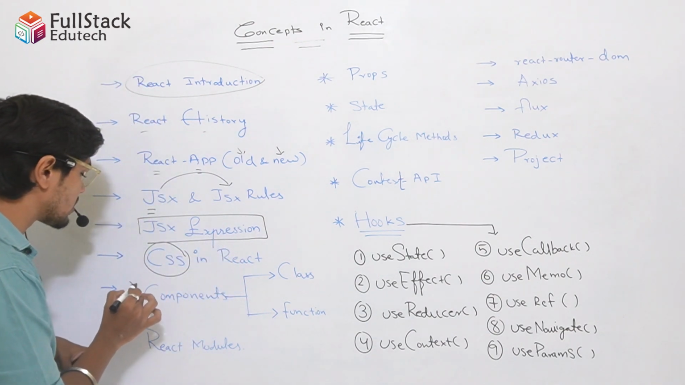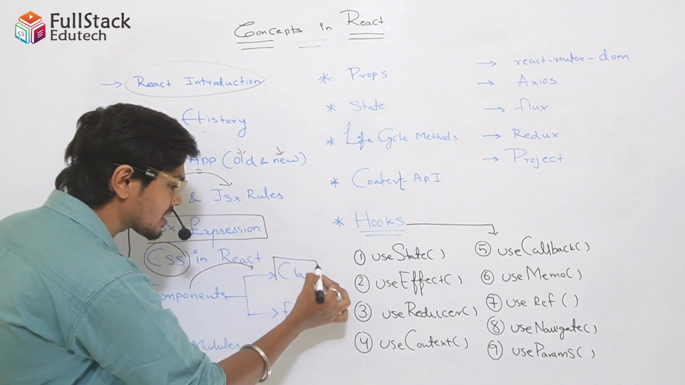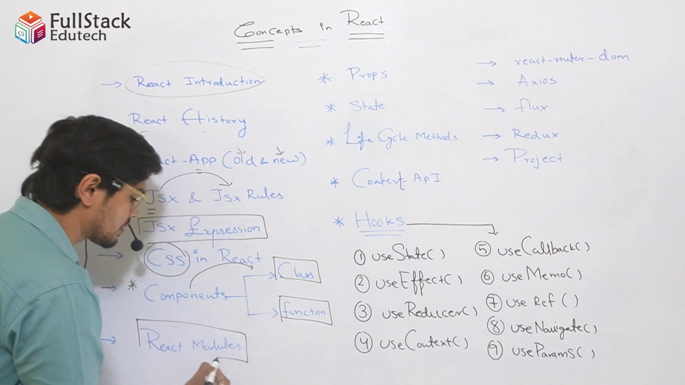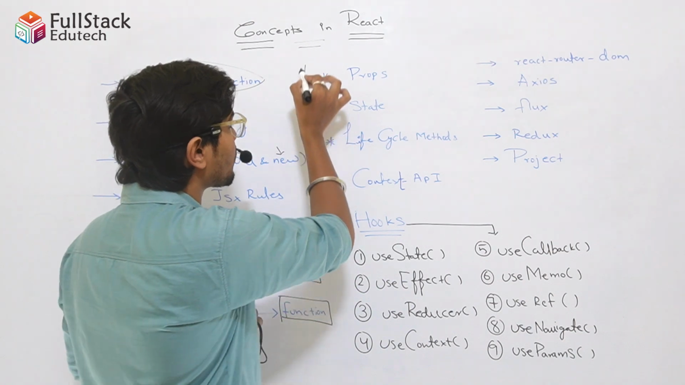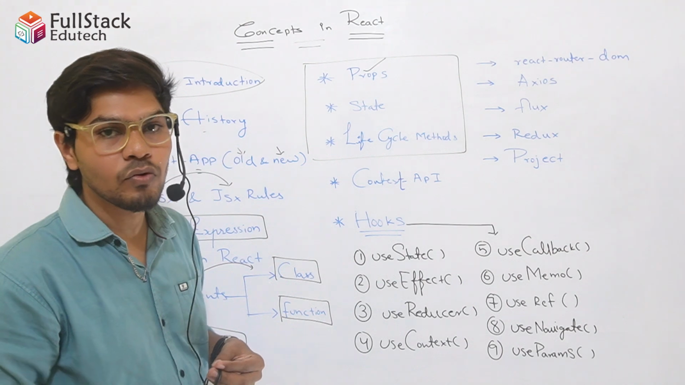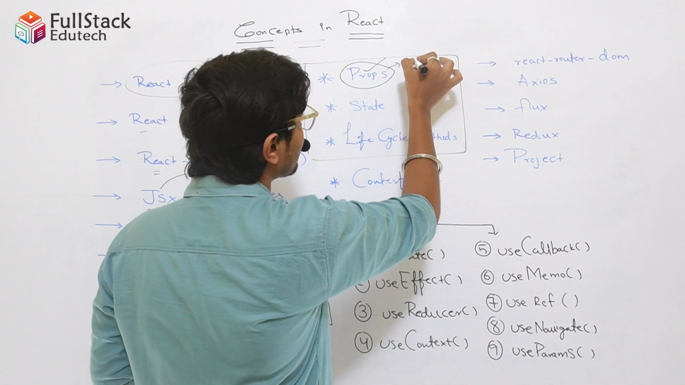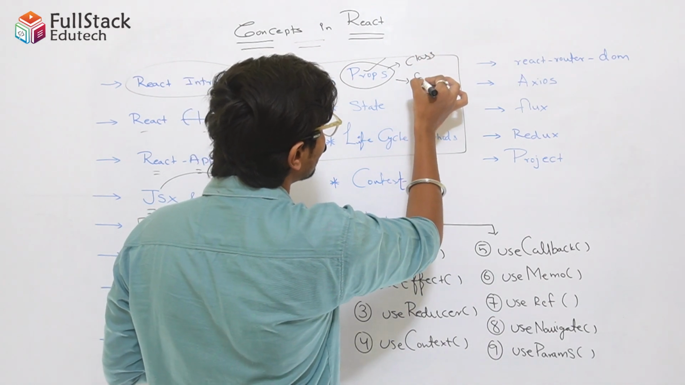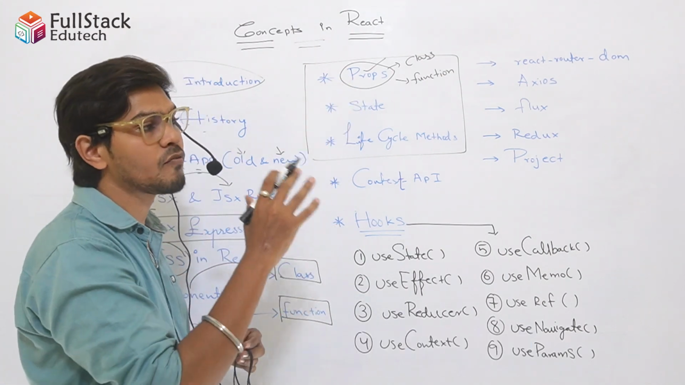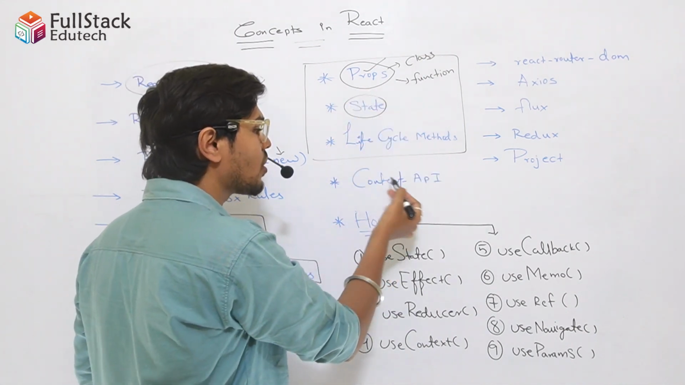Next, the very important concept called components. There are two types of components: one is class component and the next one is functional component. Next, React modules. Next we will see the major important topics in React such as props. If you attend any interview, the first question is what is props. Props are used in both class component and functional component to pass the data. The major use of props is to pass the data from one component to another component. Next we will discuss state, then lifecycle methods, then context API.